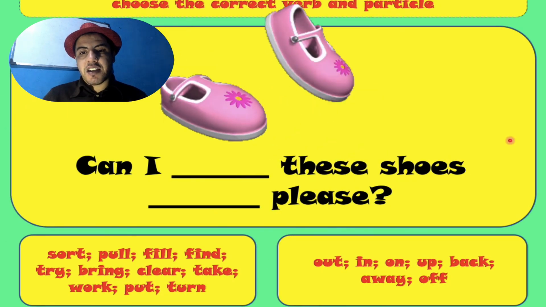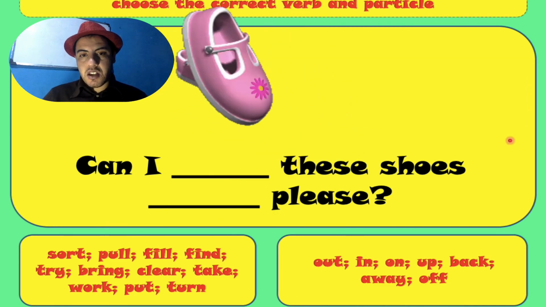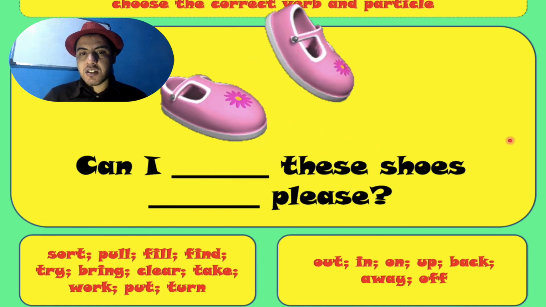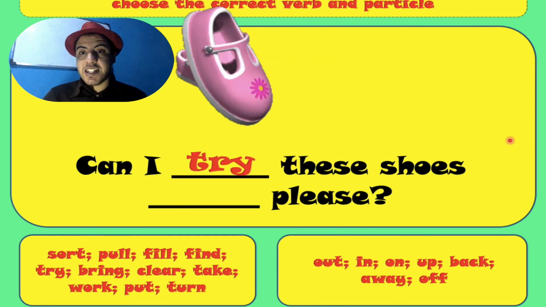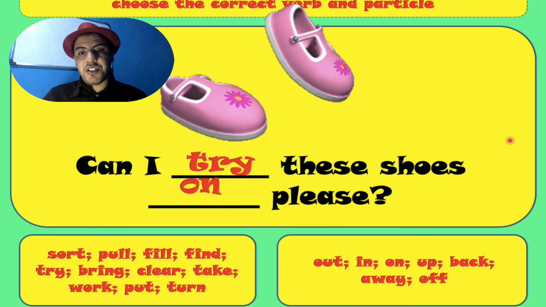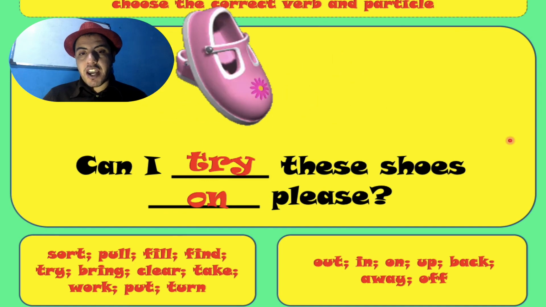Another example: can I try these shoes on, please? Yeah, very easy. Can I try these shoes on, please? Very good. The phrasal verb is try on.